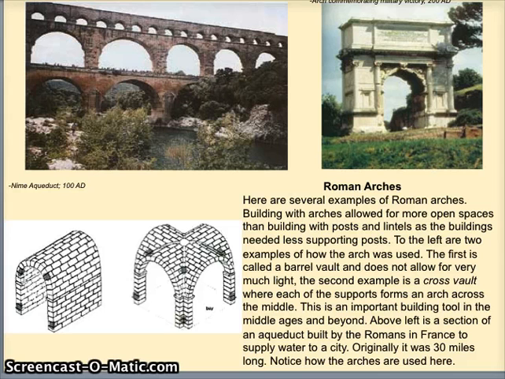Now here's some examples of Roman arches. Building with arches allows for more open space than building with posts and lintels, as the interior of the buildings needs fewer supporting posts. To the left we have two examples of how the arch was used. The first is a barrel vault, and it works, but it doesn't allow for very much light. The second example is called a cross vault, and you can see there's four arches, which then create two arches in the center using the posts of each one.